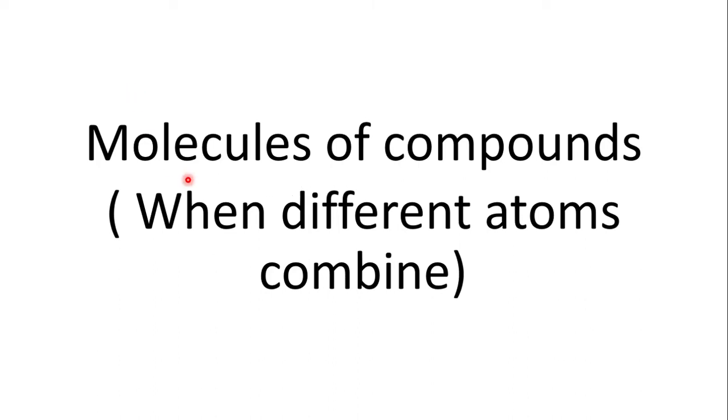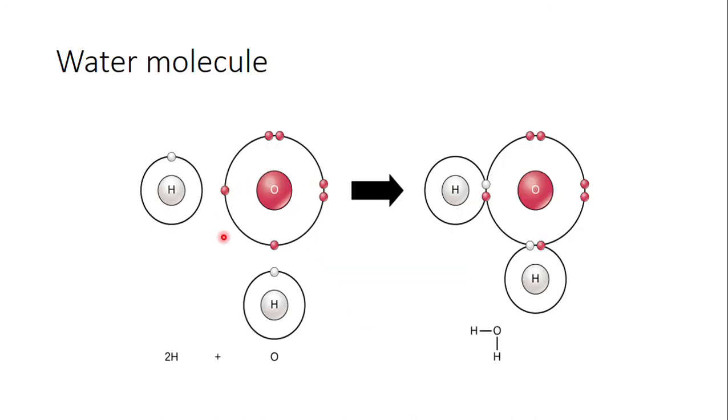In this presentation, we will discuss molecule formation again, but this time it is about the molecules of compounds, that is, different atoms combine to form the molecules. So we have an example here where a water molecule is formed between hydrogen and oxygen atoms. We know that the atomic number of hydrogen is 1 and oxygen is 8.